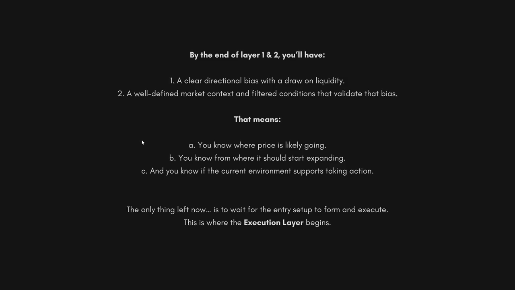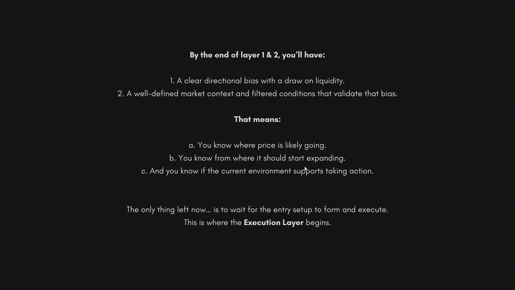So by the time you've worked through both the first layer and the second layer, you should be super clear on two things. First of all, you will have a clear, solid, and strong directional bias with a clear draw on liquidity. And number two, you've got a filtered, well-defined, and high probability market context and filtered conditions that validate that initial directional bias, which basically means that you know where price is likely going, or where price is likely headed.